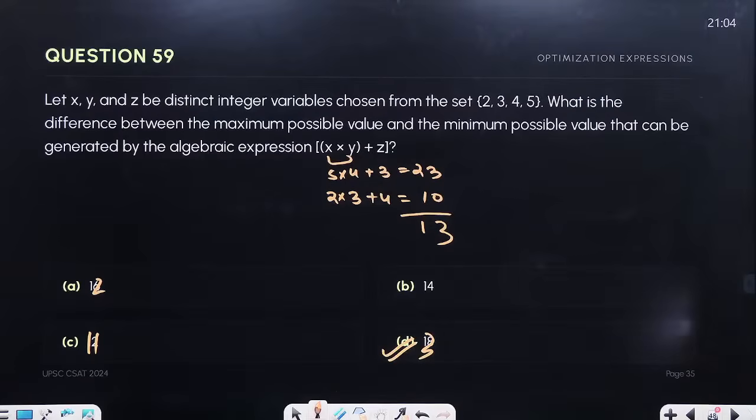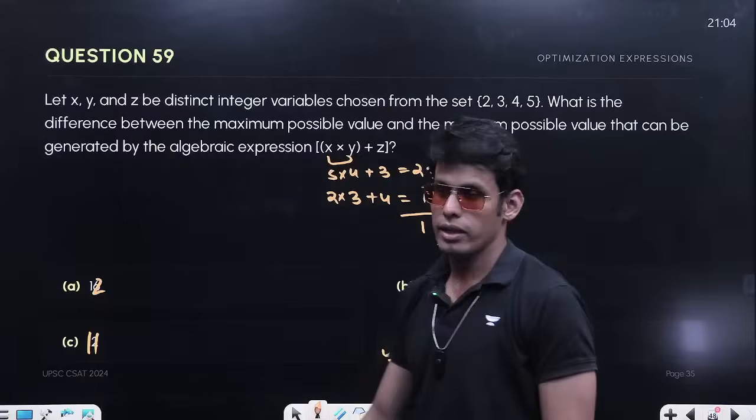Right? In problem number 59, 13 was the correct answer. The options were written incorrectly.